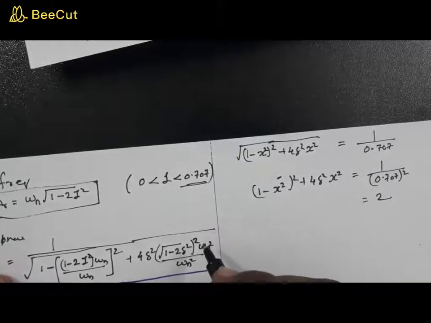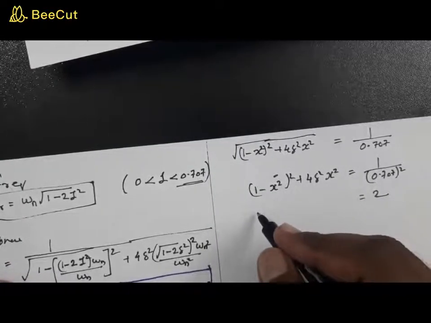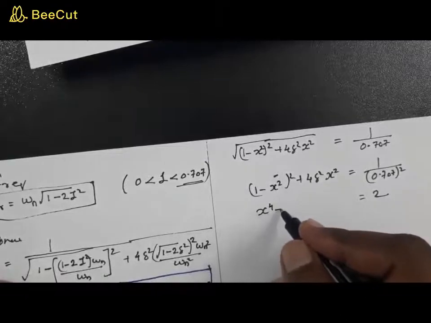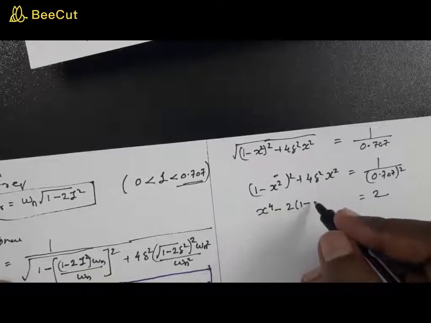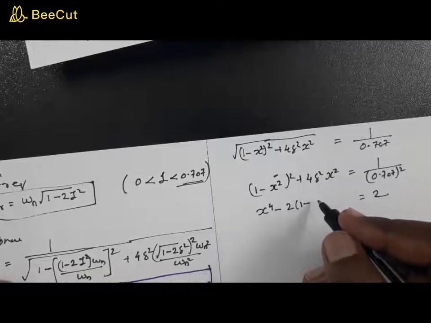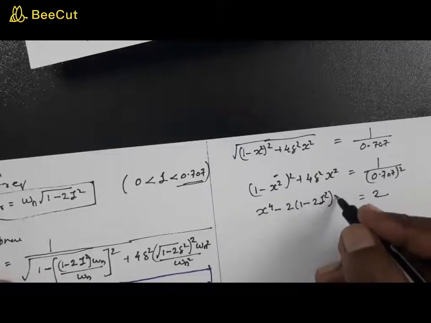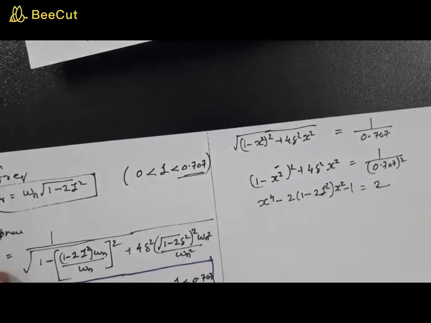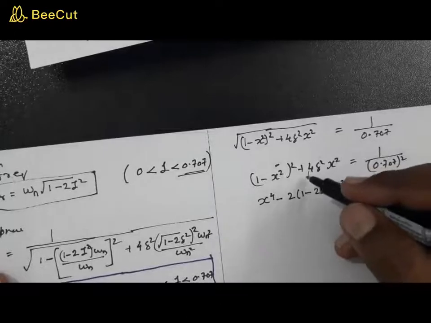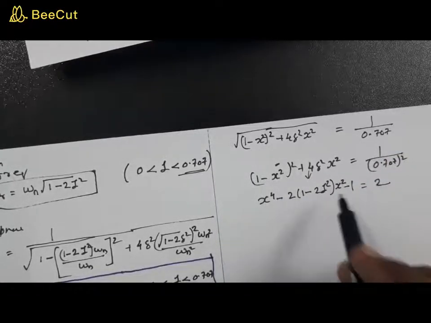Now when you simplify this, you will be getting x raised to 4 minus 2 into (1 minus 2 zeta square) into x square minus 1 is equal to 2. So you may just verify. Just expanding this, you will be arriving at this expression.